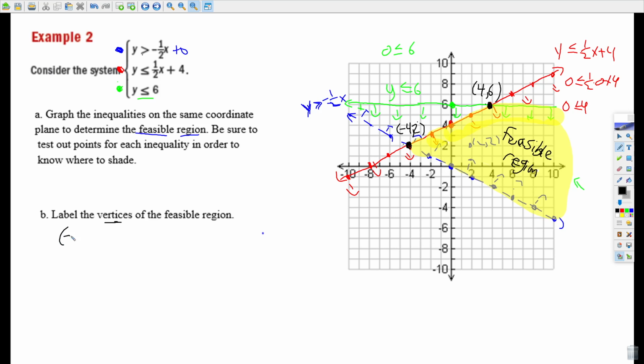So the vertices of the feasible region would be (-4, 2) and (4, 6). Now, if you look over here, the green and the blue will eventually intersect, but we don't care about those two intersection points because they're not around the feasible region. The only places where the green, the red and the blue lines intersect around the feasible region are these two points that I labeled. They call them the vertices of the feasible region.